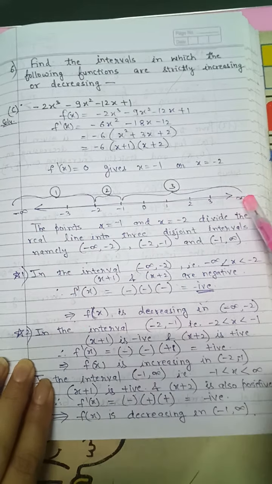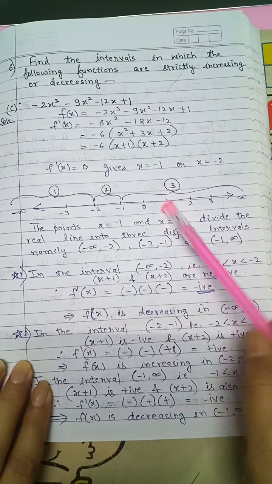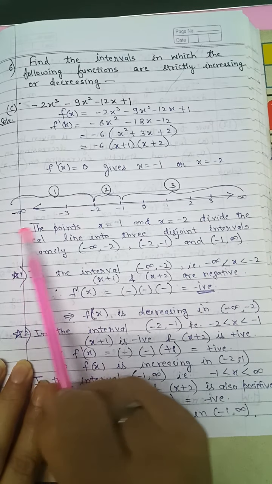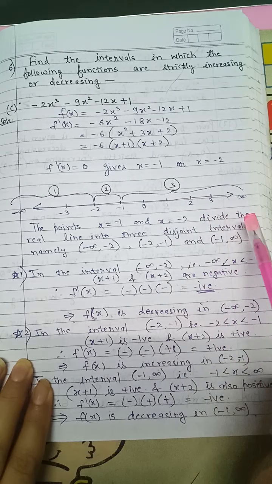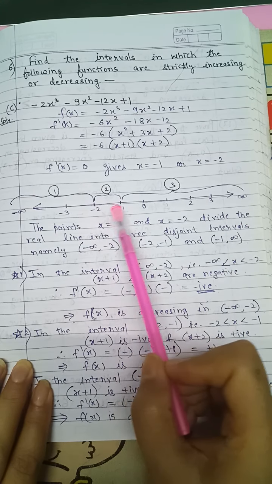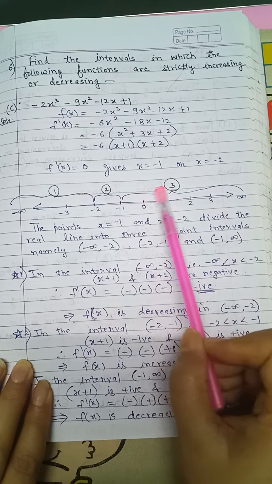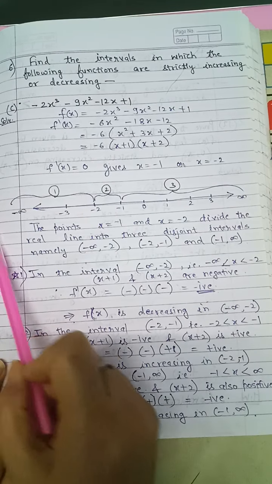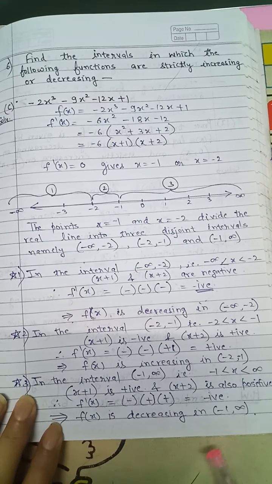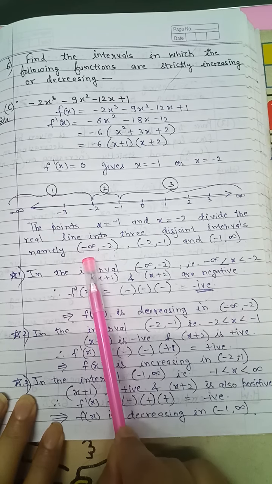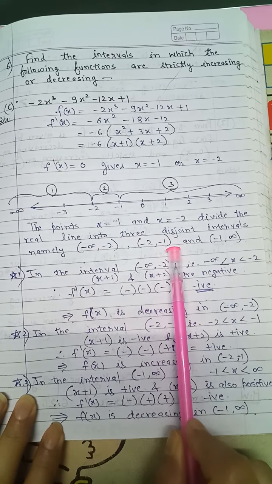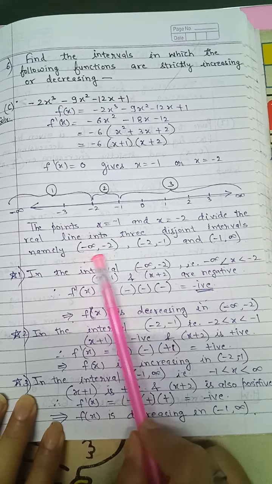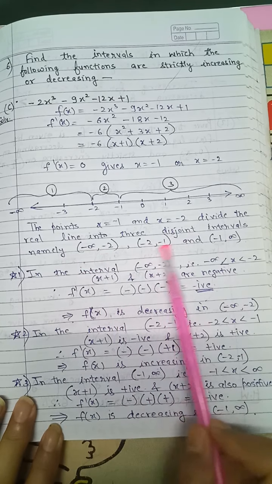Let's see. This is the place where you have to just pay attention. Let's draw the number line. 0, all positive numbers till infinity, negative numbers till infinity. Now it is divided into 3 parts: from minus 2 to minus 1, from minus 1 to the positive side till infinity, and from minus 2 to the negative side, minus infinity. So the three intervals formed are minus infinity to minus 2, minus 2 to minus 1, and minus 1 to infinity.